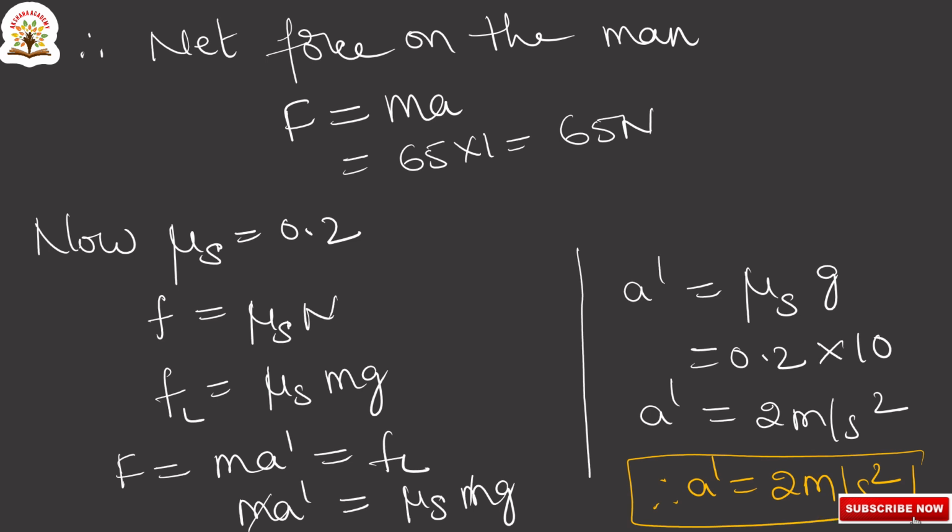Here F is equal to limiting friction, Fl is equal to mu s into N. So Fl is equal to mu s into mg. If the man remains stationary up to the maximum acceleration of the belt, then F is equal to ma dash, that is equal to Fl. So finally we are getting acceleration equal to 2 meters per second square. Okay, next we will go to the next question.